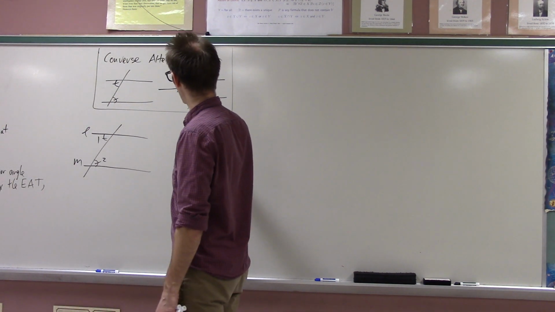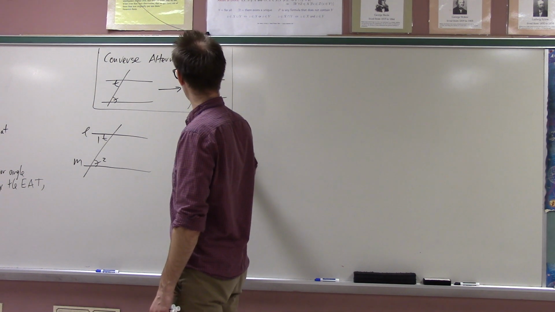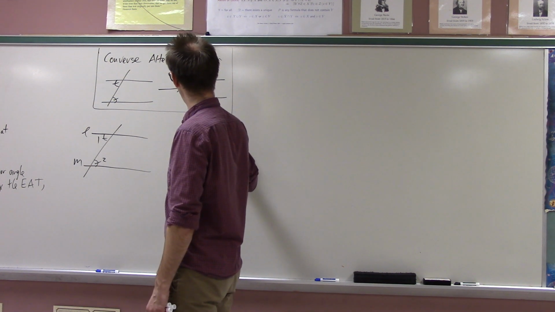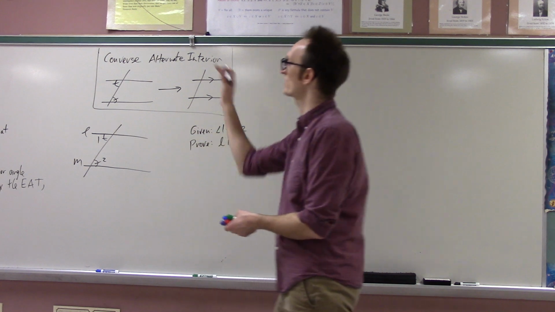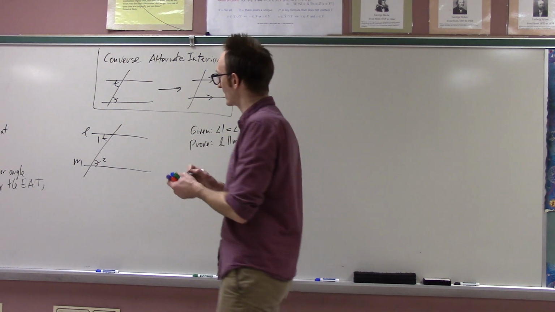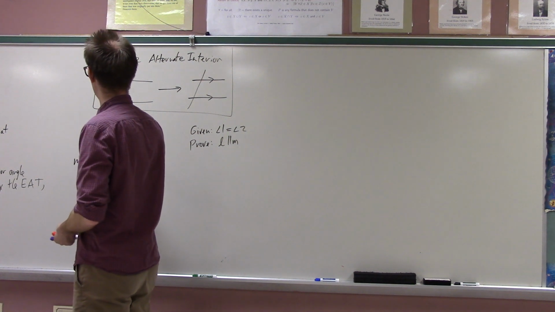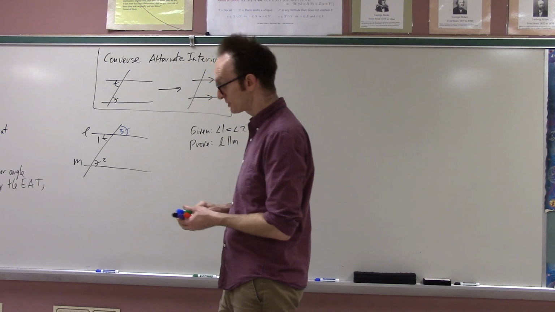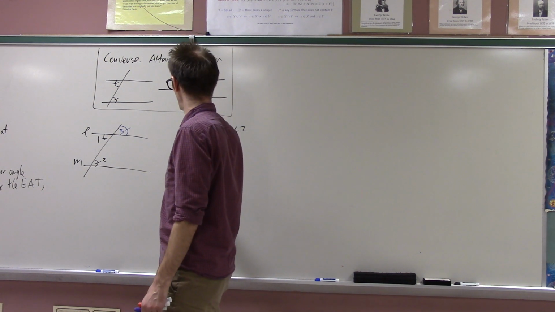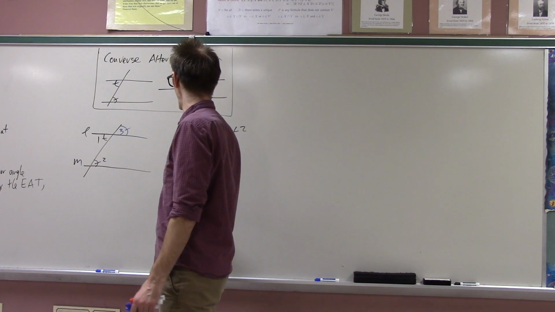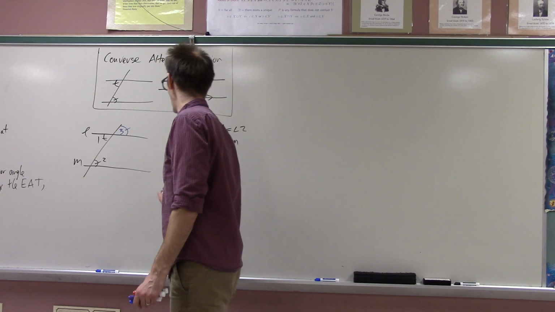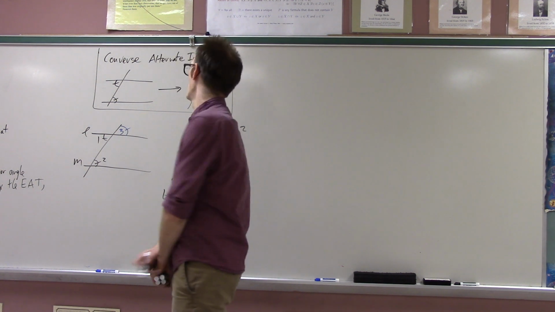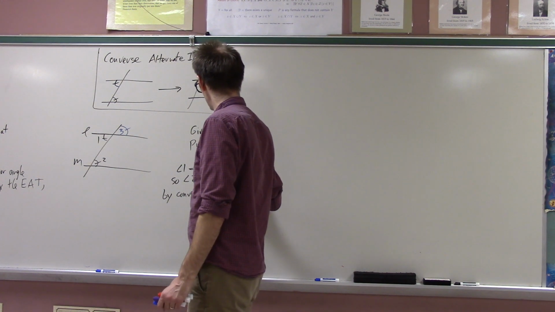What do I want to do? I want to say that the goal is to prove that I know that 1 equals 2, and I want to prove that L is parallel to M. Instead of doing a proof by contradiction all over again, I can now just apply, well, if 1 is equal to 2, then this angle 3 is also equal to 2, and so 1 equals 3, 2 equals 3, and now by converse corresponding, we have L is parallel to M.